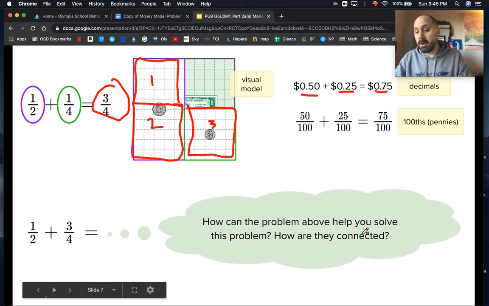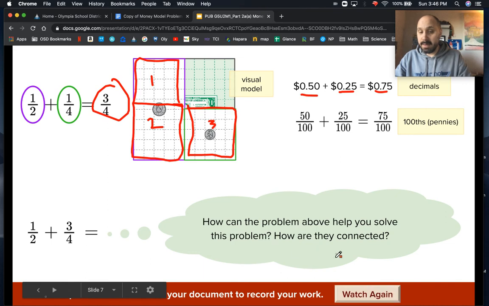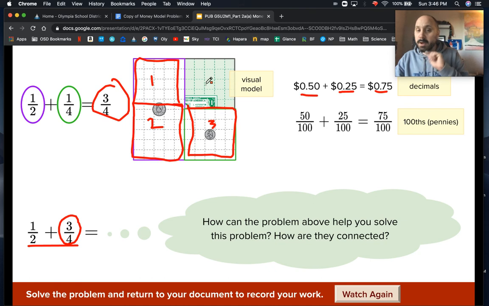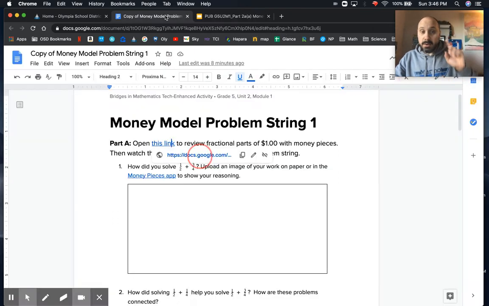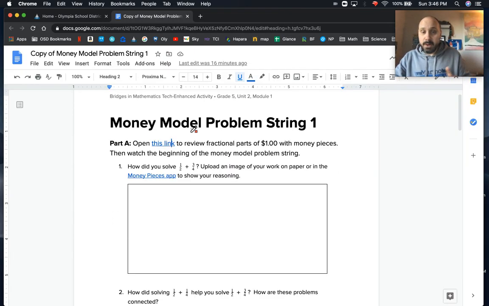How can the problem above help you solve this problem? How are they connected? 1/2 plus 3/4. So instead of 1/4, they're asking, how can that problem up here help us solve 1/2 plus 3/4? So we already have 1/4 here. We just need 2/4 more. Oh no, but there's only $1 here. What shall we do? So if you ever need to watch it again, you click this button down here to watch again. Okay. So then after you do that, we go back to our money model and we look at the Money Pieces app. So how did you solve 1/2 plus 3/4?